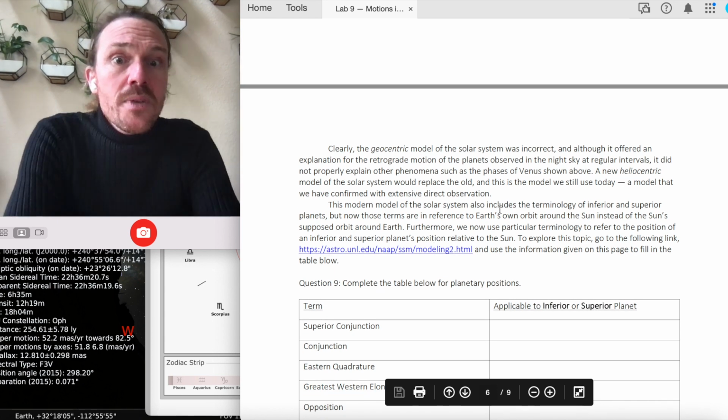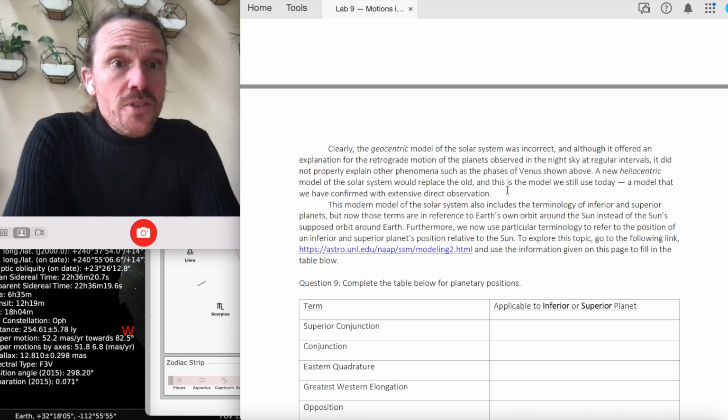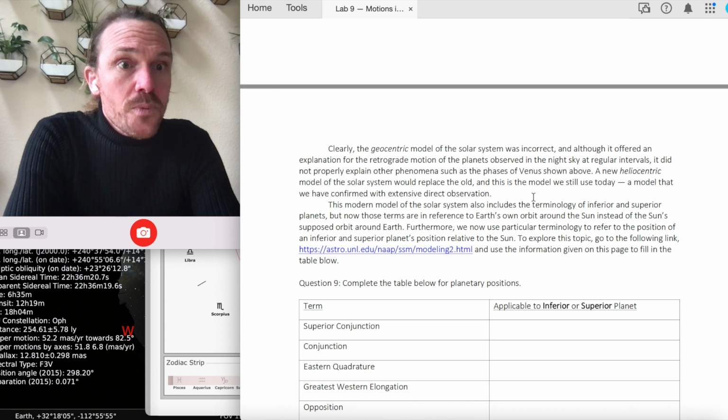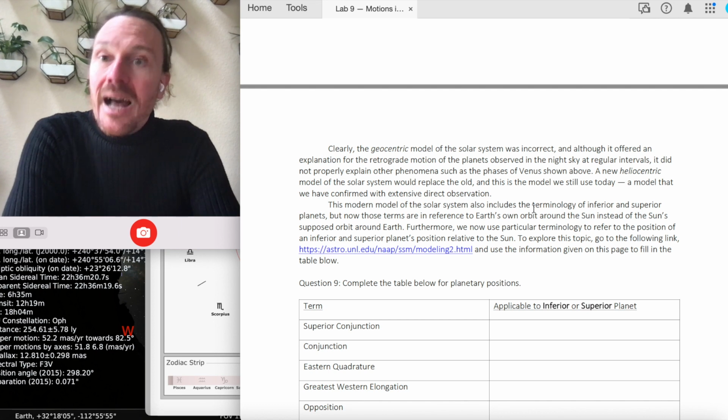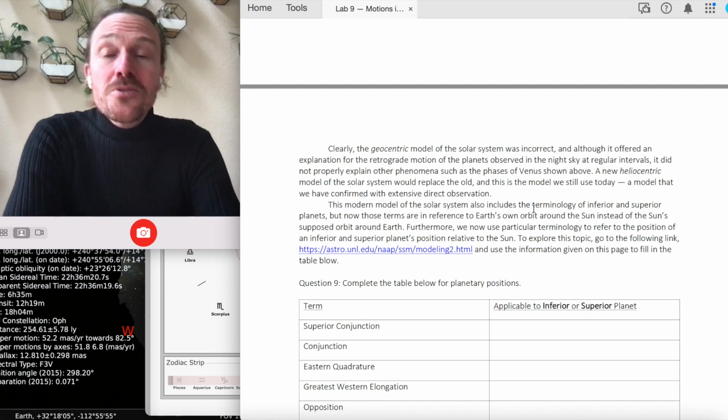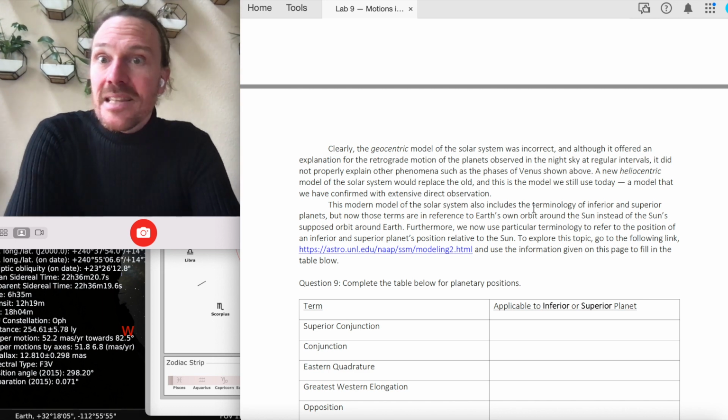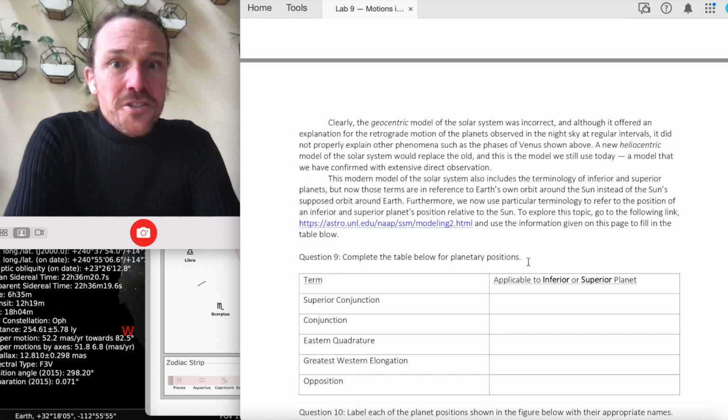So that means we're going to move on to think about more modern models. I'll skip ahead a little bit here. A new heliocentric model of the solar system would replace the old, and this is the model we still use today. Obviously it's been highly tested and used to do things like fly spacecraft around planets in gravitational slingshots as they move outside of the solar system. So we've got that model down quite well and been able to put it to good use, a model that we have confirmed with extensive direct observation.